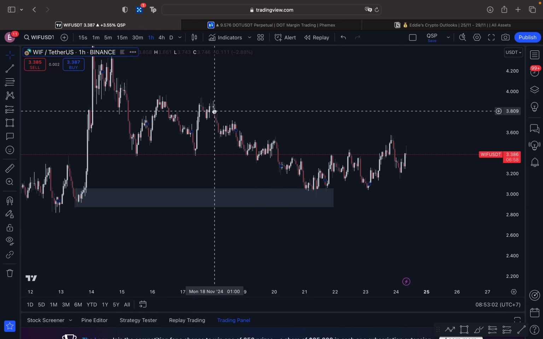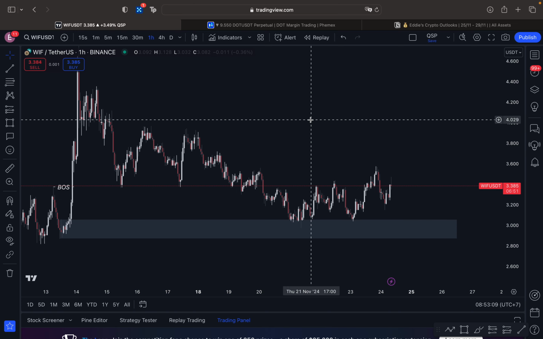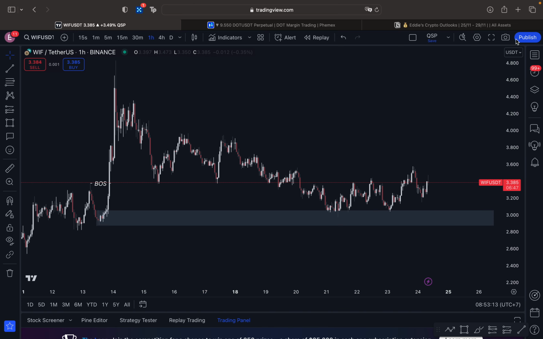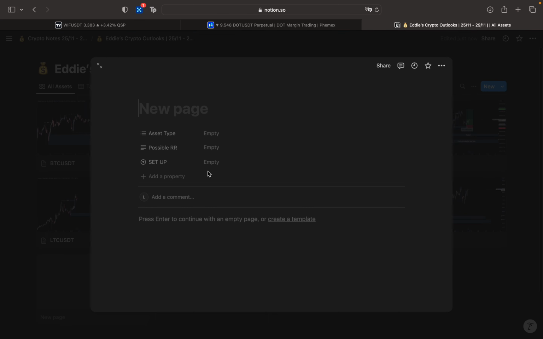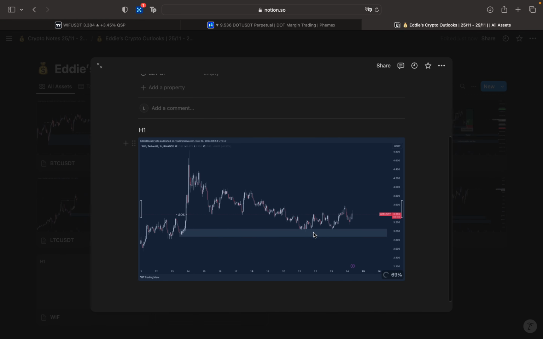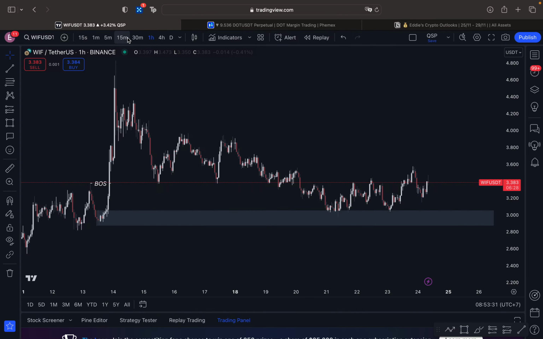Well, we had a crazy rejection from this area. Okay, so now I can build the story. So for this pair, I want to mark up the story. We had H1. Yeah, okay, H1. That's the story of H1. It's rejecting off the demand zone, rejecting off the demand zone. And then we're going to break down to M15.